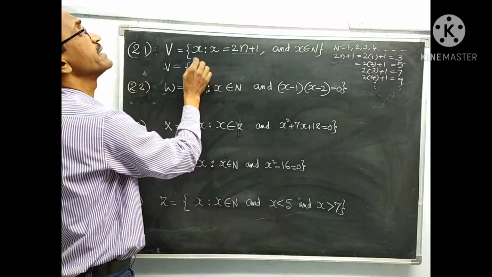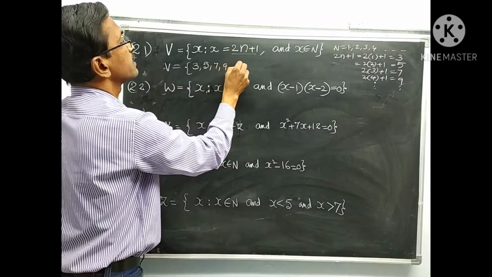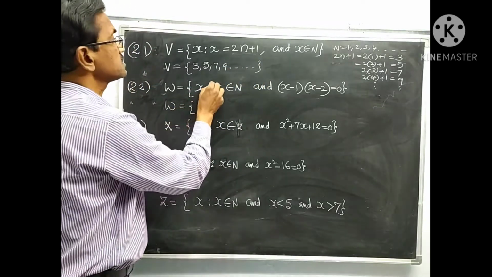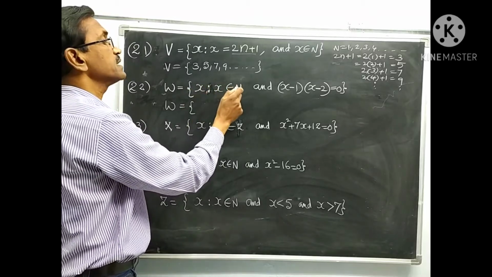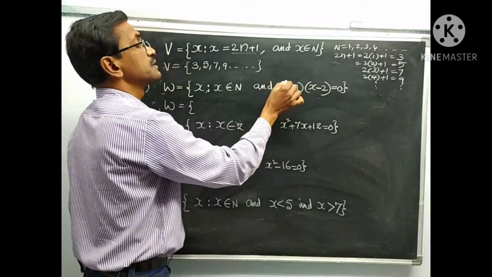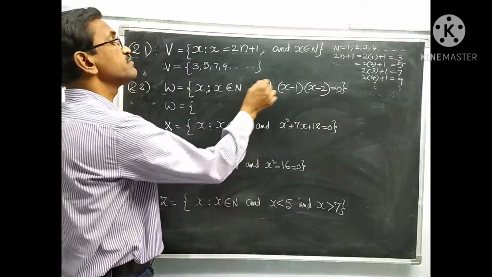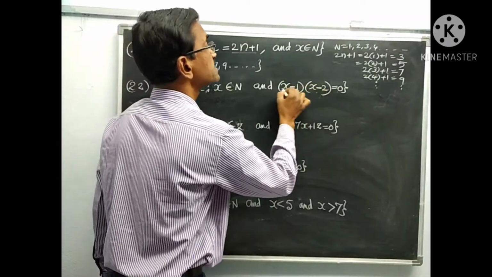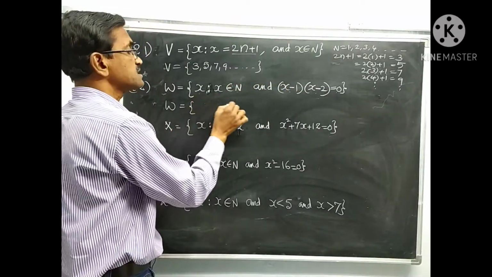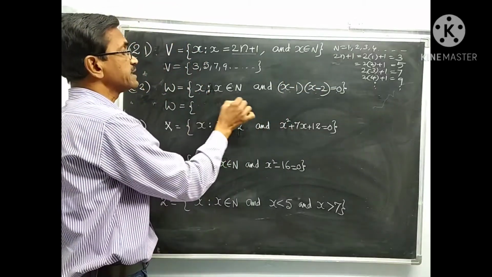This is also an infinite set: 3, 5, 7, 9 and so on. And here W is equal to x such that x belongs to natural numbers, and that x should satisfy this equation. The numbers which satisfy this equation, those numbers should be taken in this set only. The solutions of this equation only should be taken in this set.